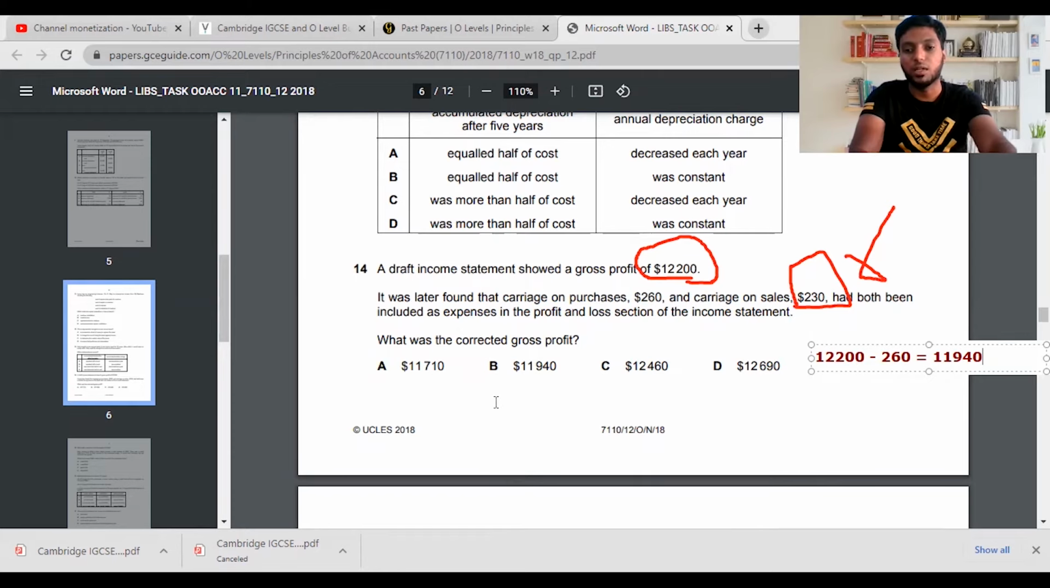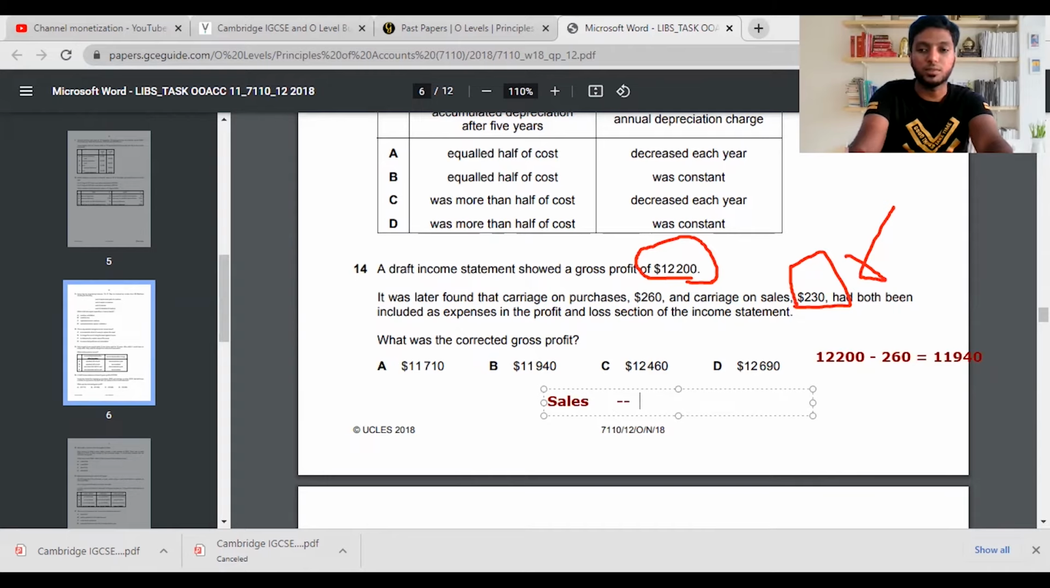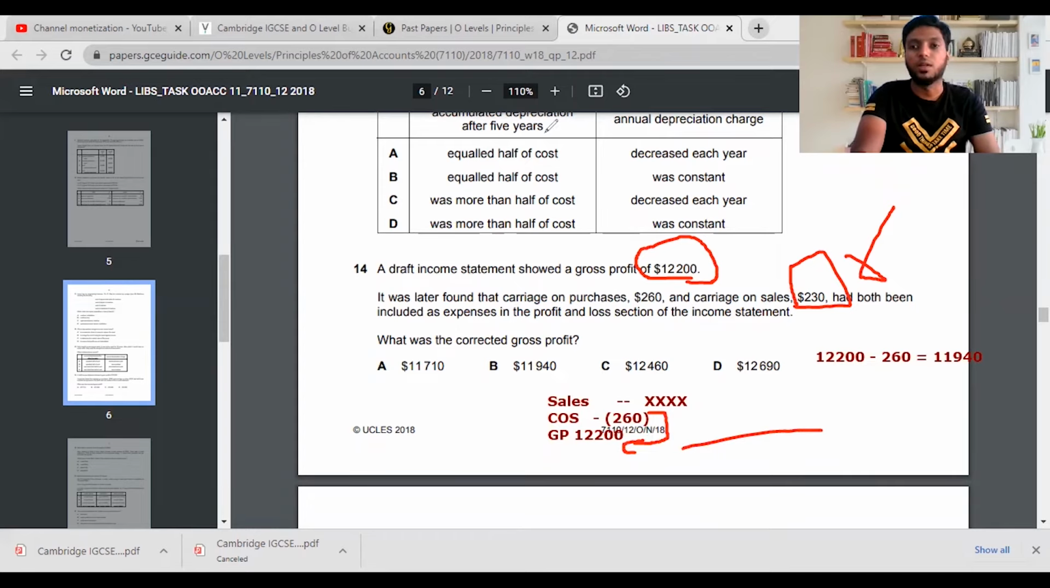For example, if I put it this way, you might have an understanding. Sales, I don't know what the value is, so I'll put some figure, and cost of sales, I know there is something which we can deduct, which is 260. The 260 should be a deduction to get the gross profit, but they have already given GP as 12,200. So as they have already given 12,200, I will bring this 260 down and deduct it from the 12,200 to get the actual balance of gross profit, and only then will I get 11,940. So then we'll move on. So the answer is going to be B.